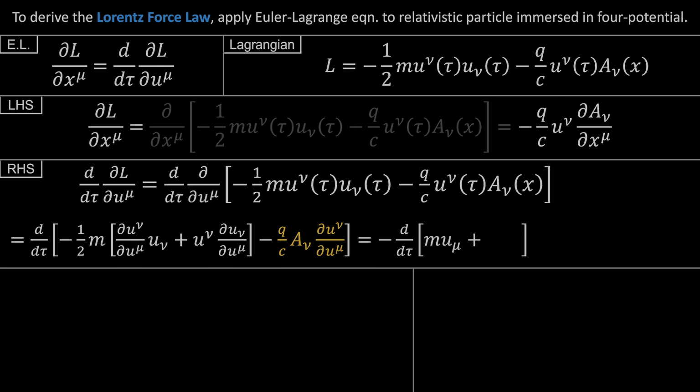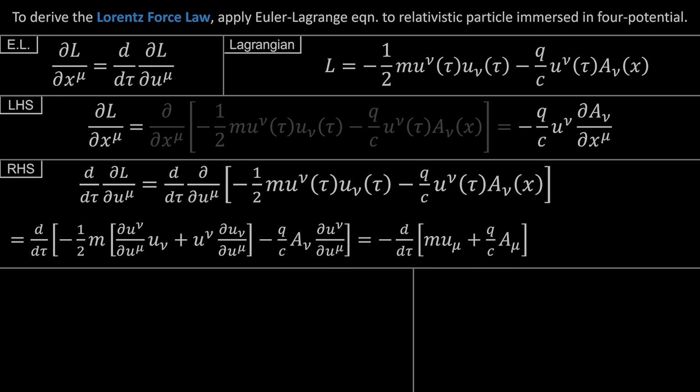So if we examine this derivative, we also see a partial derivative of u nu with respect to u mu, and that's usually going to be 0, but it'll be 1 when nu equals mu, and so that term has the effect of converting that expression into simply q over c a mu. Alright, so we're getting somewhere. The equation is starting to simplify.